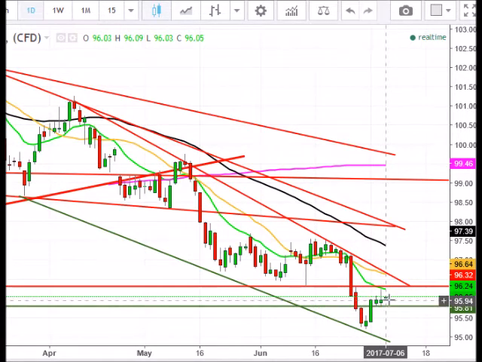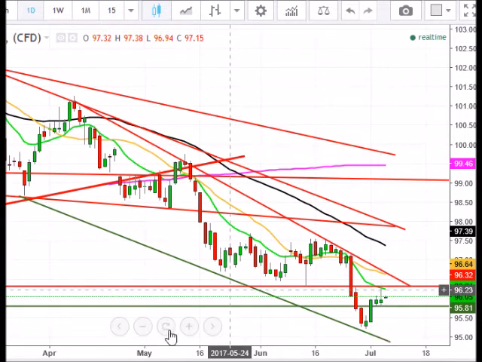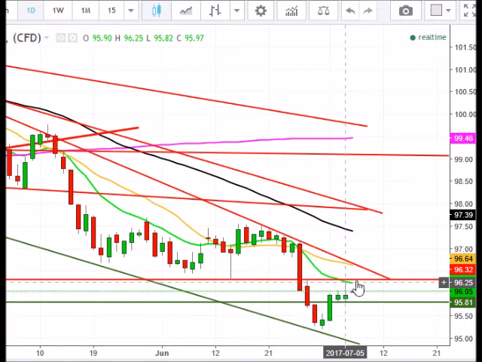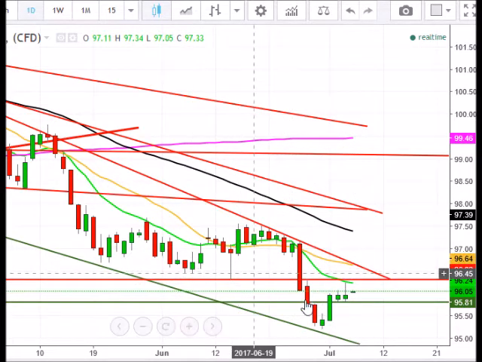So we are approaching my moving average here, which does act as resistance when price is below it. As you can see here, we are definitely below it, and we do have this other level of resistance in the near term, a previous support level that did break down.